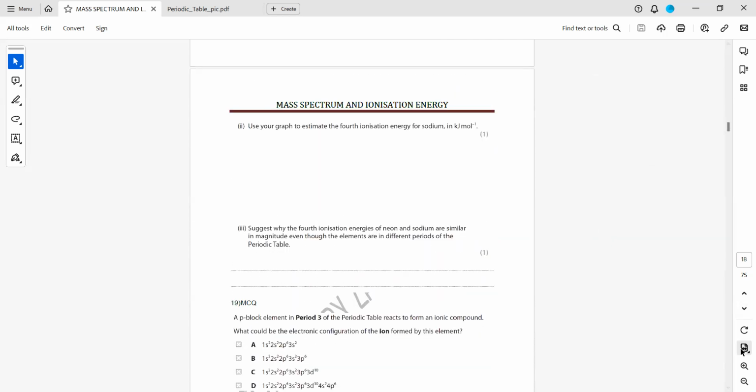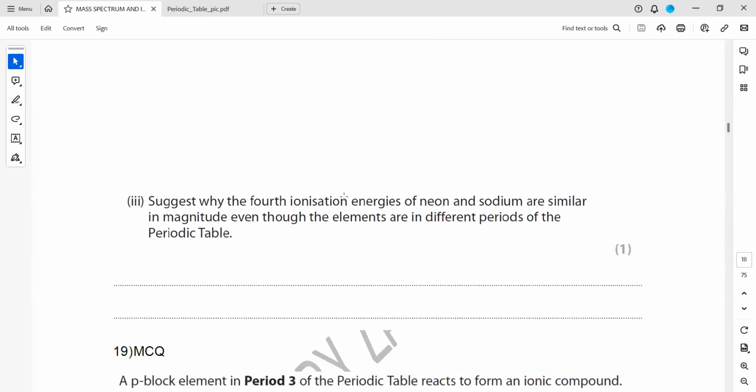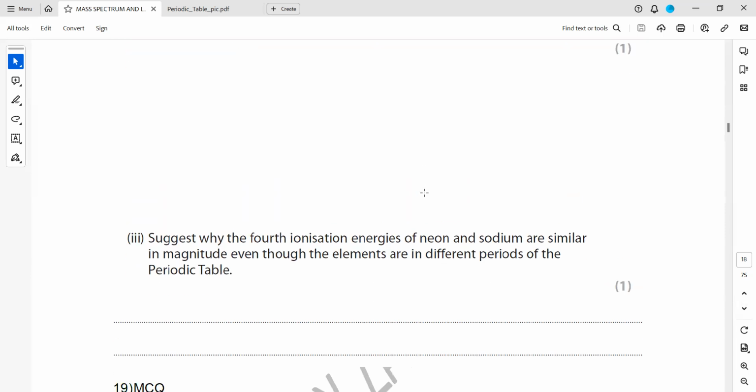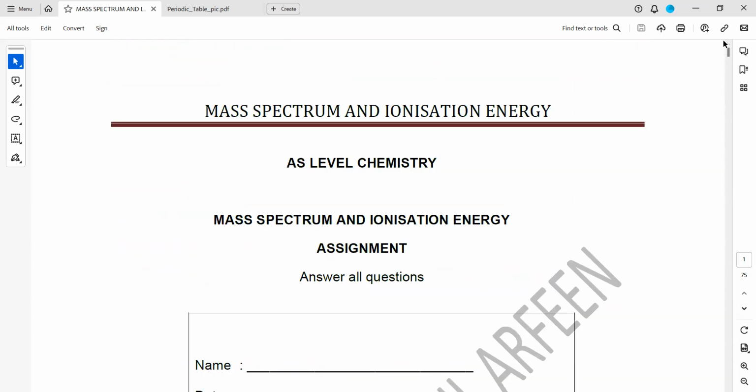And suggest why the fourth ionization energies of neon and sodium are similar in magnitude, even though they are different elements. What is the reason? Because in the fourth ionization, we are removing the electron from the same shell. When we remove the fourth electron from neon or from sodium, we are removing it from the same shell. That's why their ionization energies are comparable. So when we remove electrons from the same shell, the ionization energies will be comparable. So this is mass spectrometer and ionization energy.